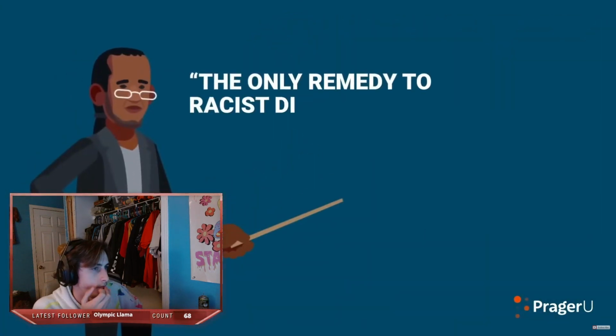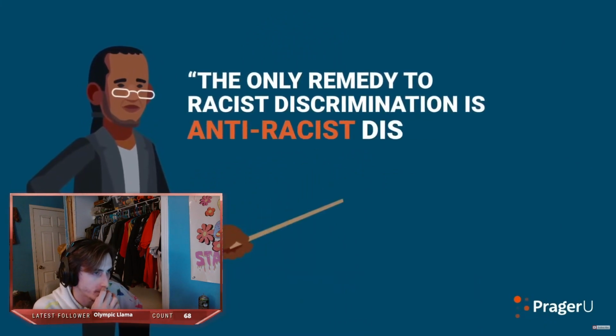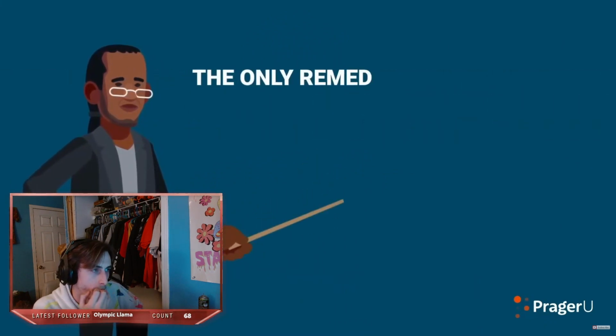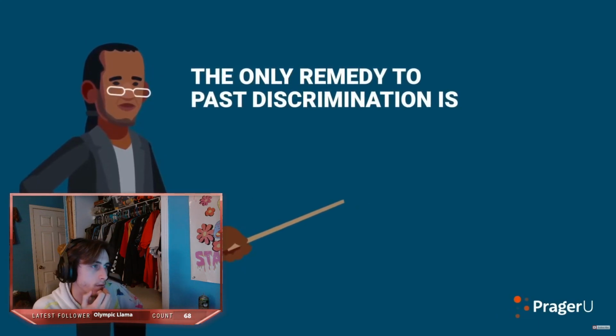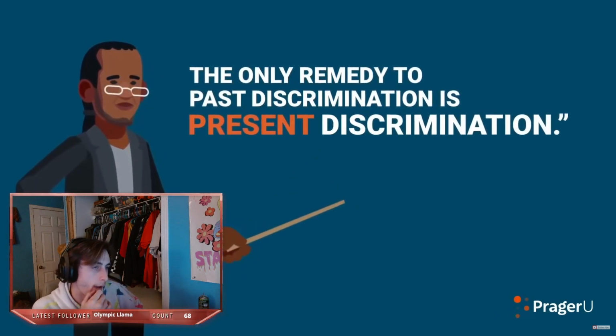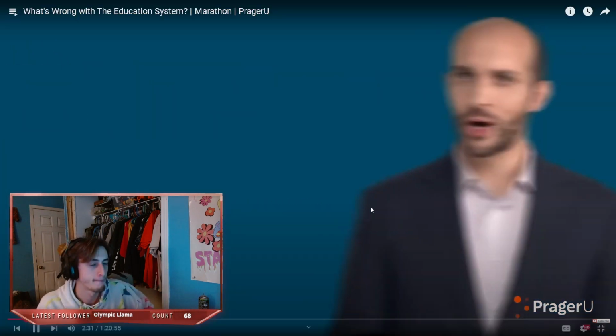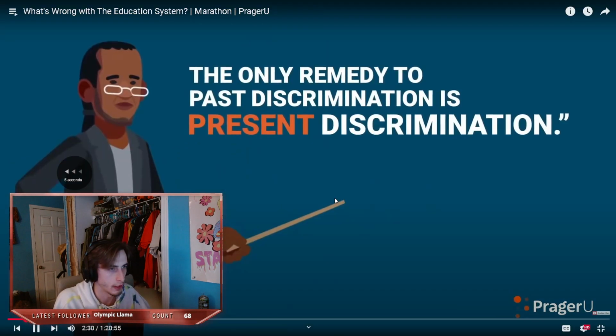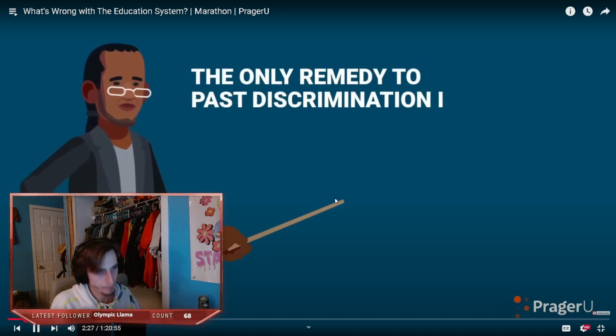As Kendi has said, the only remedy to racist discrimination is anti-racist discrimination. The only remedy to past discrimination is present discrimination. I understand how wrong this might sound. It turns the Martin Luther King concept of racial equality on its head.